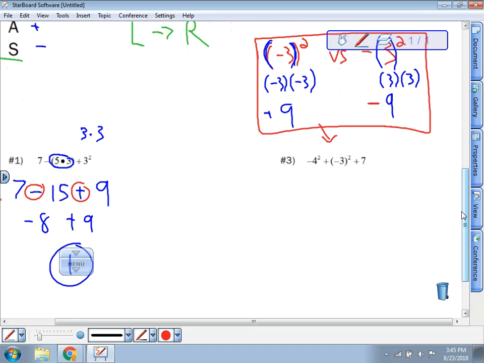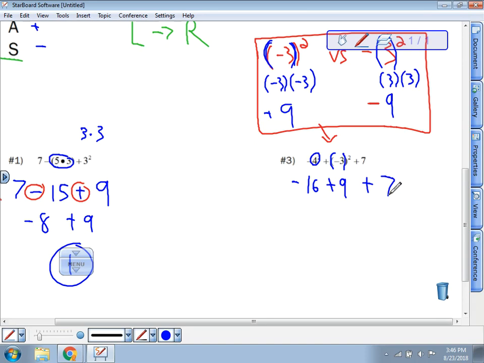We have no parentheses other than this right here with the exponents, so we can go exponents first. In the first example, the negative's on the outside, so we do 4 squared, which is 16, but then we have that negative in front. Now the next term, we have the parentheses. So it's negative 3 times negative 3, which is positive 9. And then, of course, we have the plus 7. So it's going to be super important to understand those properties with the exponents and parentheses.